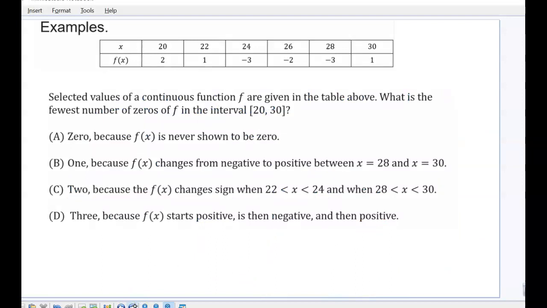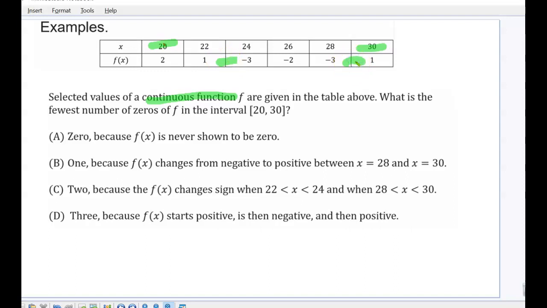It says selected values of a continuous function f are given in the table. What is the fewest number of zeros of f on the interval 20 to 30? So again, it's a continuous function, so that means the graph has no breaks or jumps in it. And going from 20 to 30, we're going from here to here. We have to look at the y values and how many times it changes sign. So it changes sign at least once for sure in between here, and it changes sign at least once again in between there.